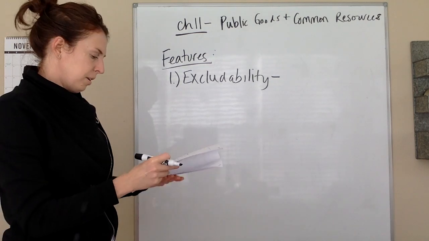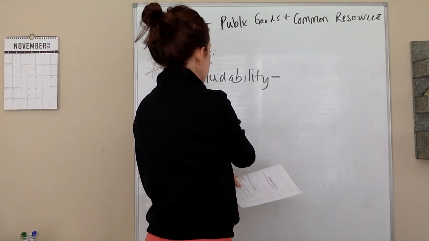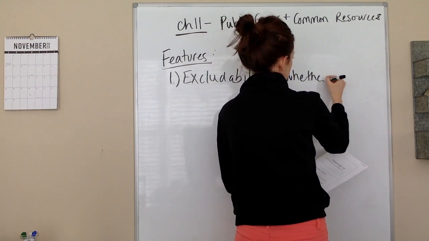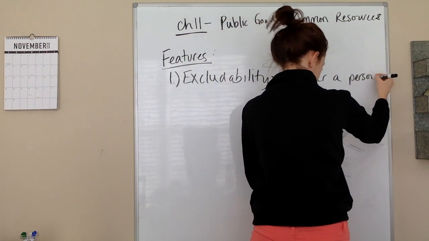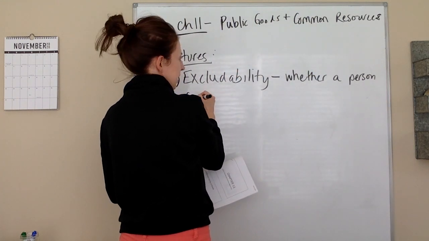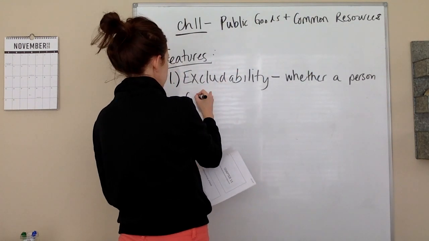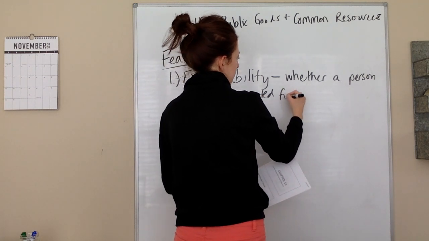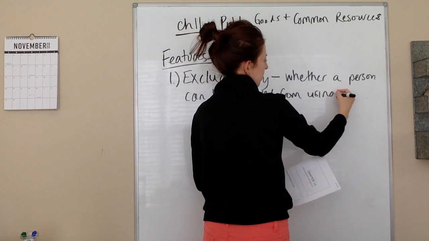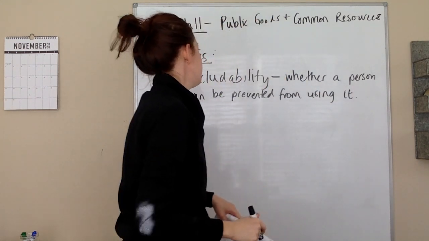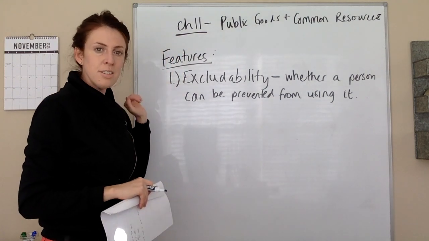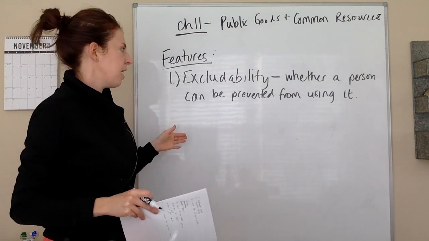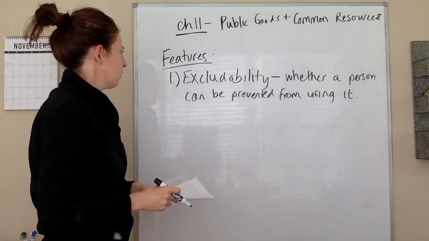So the definition of excludability has to do with whether a person can be prevented from using the good. If they can, then the good is excludable. If they cannot, then the good is not excludable. So any good that you might think of in the world can either be categorized as excludable or not excludable.